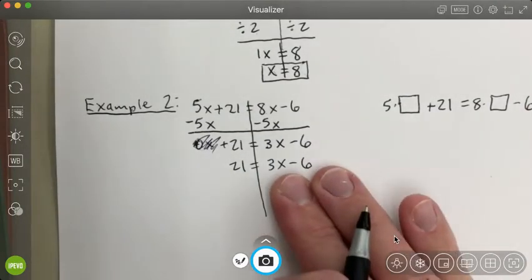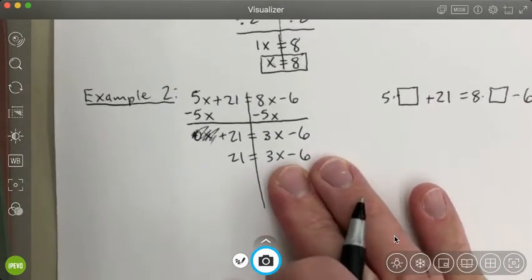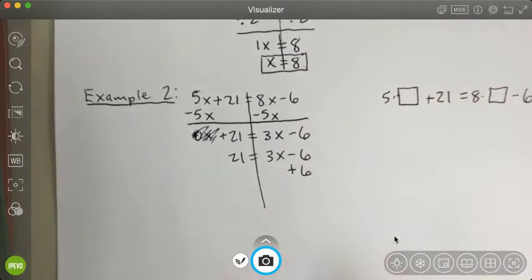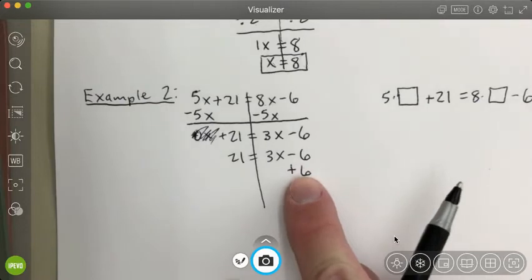Well, notice how I have a minus 6 rather than a plus 6 this time. So the same idea is going to apply, but instead of subtracting, which would get more negative, I'm going to add.